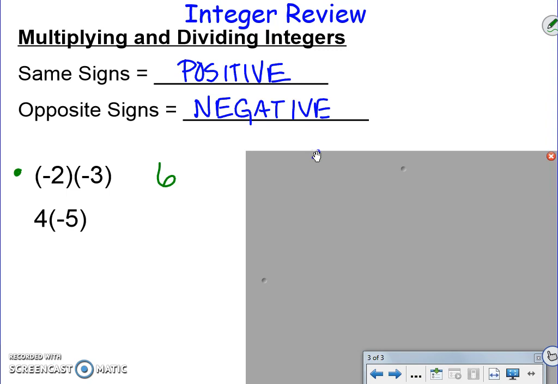The next one, we have 4 times -5. Multiply like normal. What's 4 times 5? That's 20. Different signs, because the 4 is positive and the 5 is negative. So this becomes a -20.